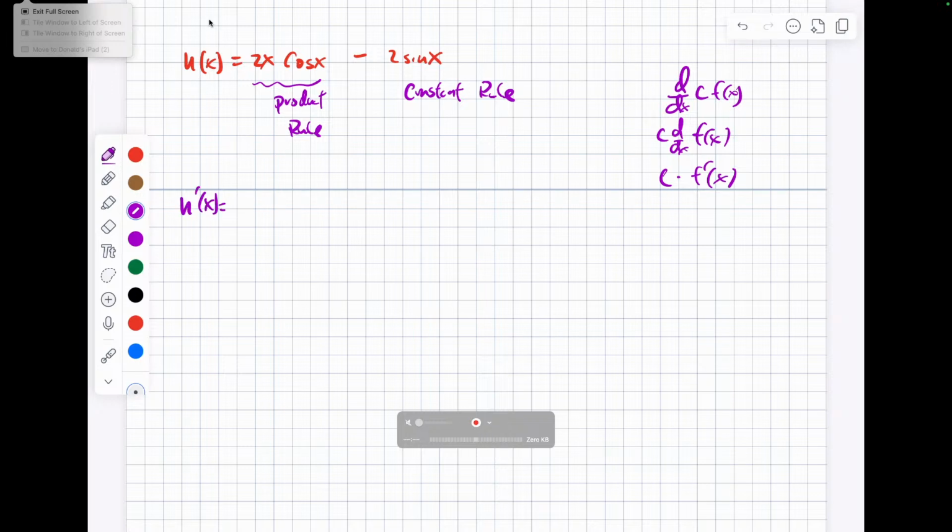So h prime of x. Obviously there's parentheses next to each other. There is an argument in parentheses here that's connected to the cosine; they are a function by itself. So we take the derivative of 2x, which is 2, then left cosine of x, plus 2x times the negative sine of x. That's the product rule: lefty righty, righty lefty. Minus 2. Now I just focus on the derivative of sine of x, which is cosine of x. And that's it.